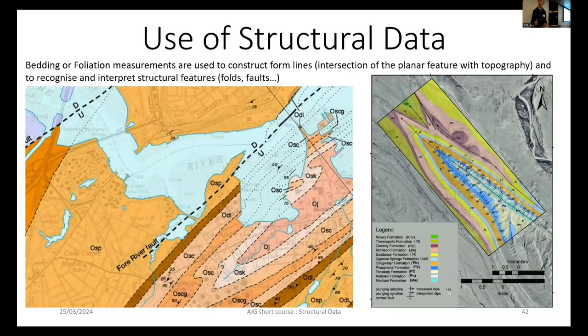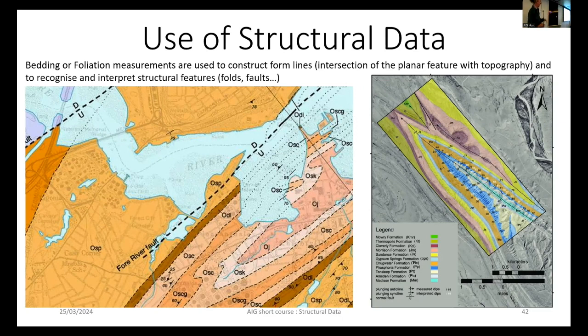All right, so I think great timing, a bit more than 5 minutes. A few examples. This is the most common example once you've got some structural data, two examples from Canada. I can't remember, they're both synforms or antiforms. If you've got structural data on something like that, you've measured a few fold axes, a lot of beddings or a lot of foliations, you've got half a chance to actually put your map together because you'll be able to visualize it in your mind's eye, what you're dealing with.